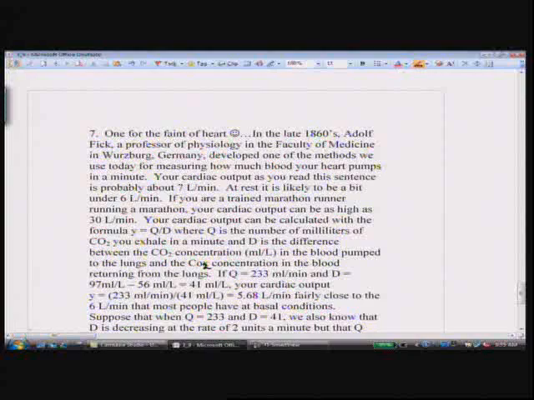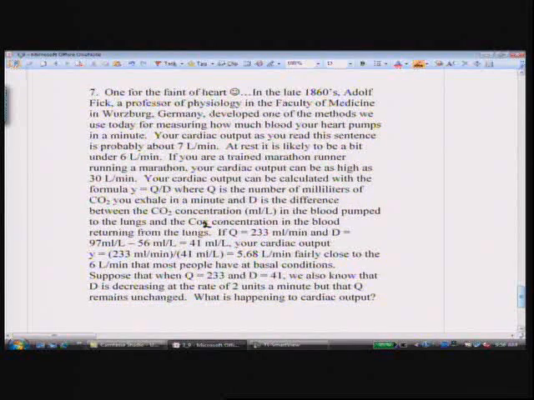It says, in the late 1860s, Adolf Fick, a professor of physiology in the Faculty of Medicine in Würzburg, Germany, developed one of the methods we use today for measuring how much blood your heart pumps in a minute. Your cardiac output as you read this sentence is probably about 7 liters per minute. At rest, it is likely to be a bit under 6 liters per minute. If you are a trained marathon runner running a marathon, your cardiac output can be as high as 30 liters per minute.